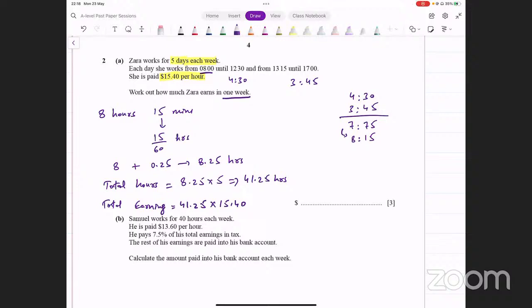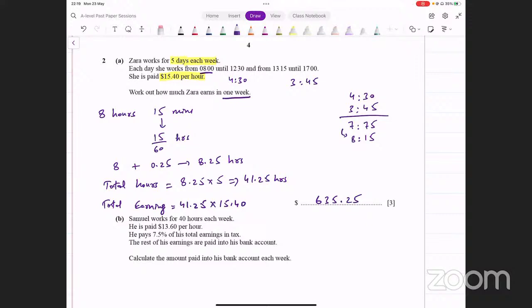ये आप देखें क्या आ जाता है. This is giving me $635 and 25 cents. So that's 635.25. That is what you've got.